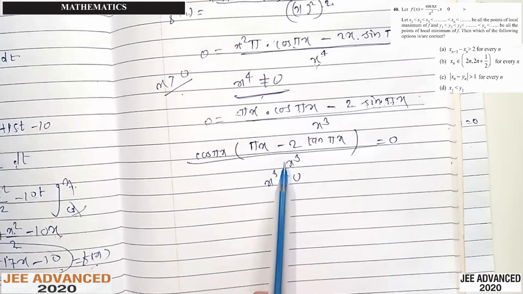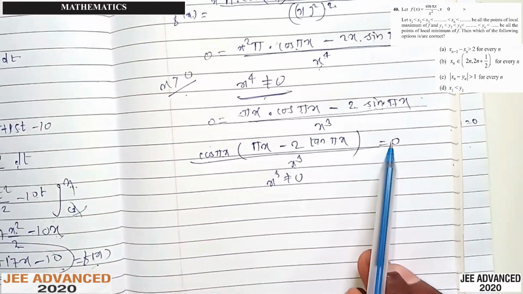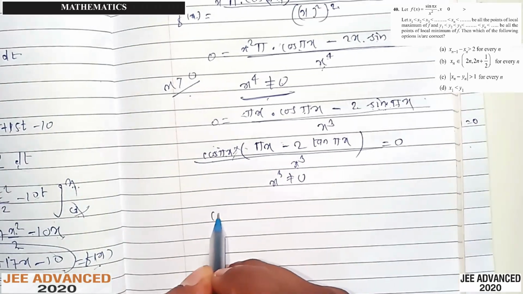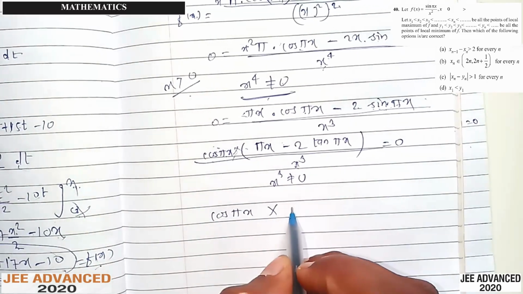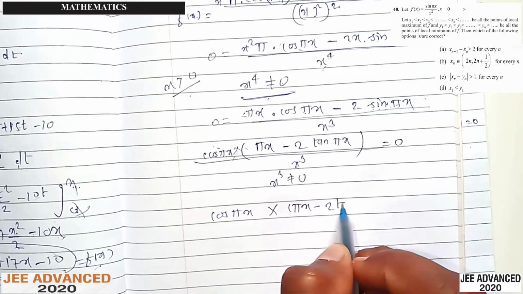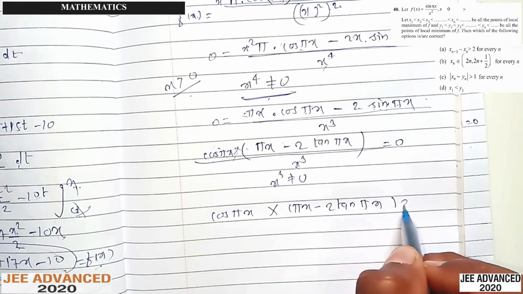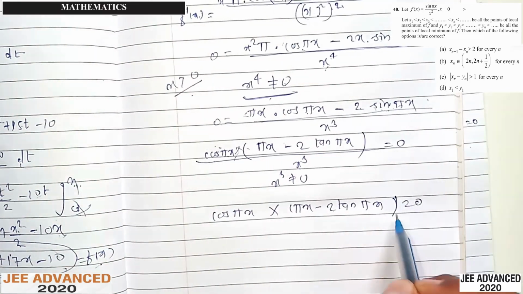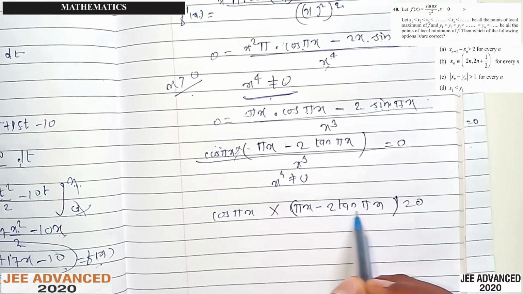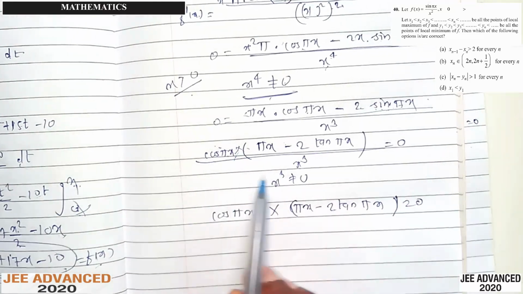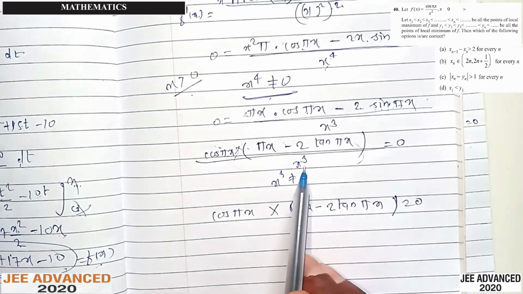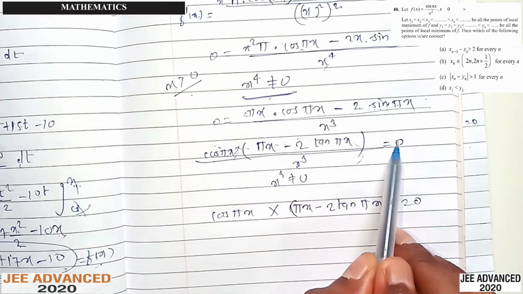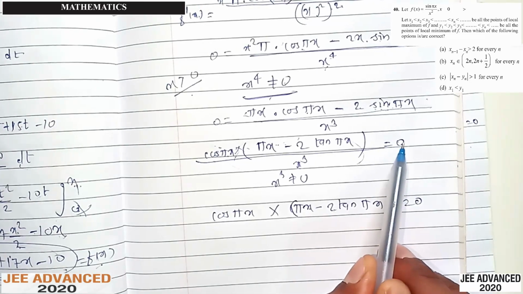and the whole term above equates to 0. This is non-zero, that means the multiplication of the numerator terms needs to be 0. That means cos pi x multiplied by pi x minus 2 times tan pi x is equal to 0. So what I have done is this bracket, pi x minus 2 times tan pi x. If this term is equal to 0 and x cube is non-zero, that means the numerator needs to be 0. So 0 upon something is 0.